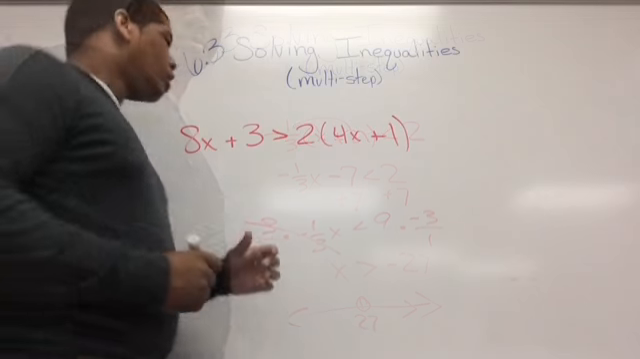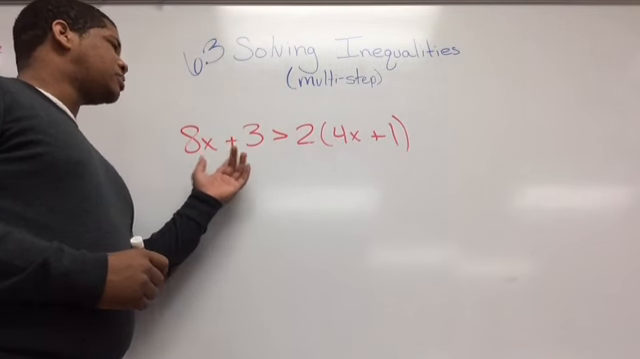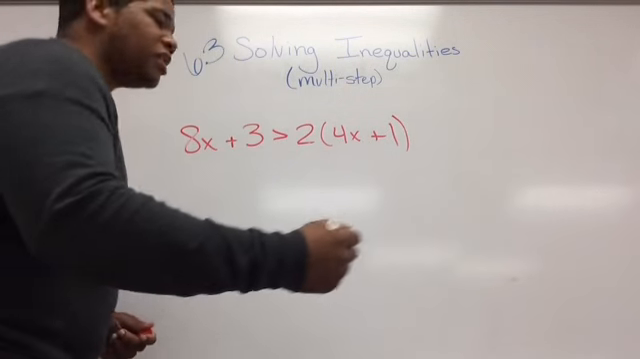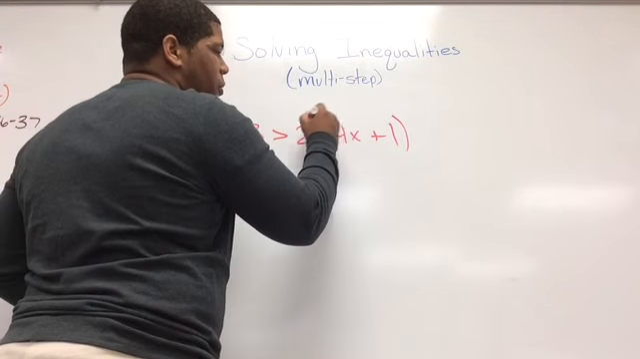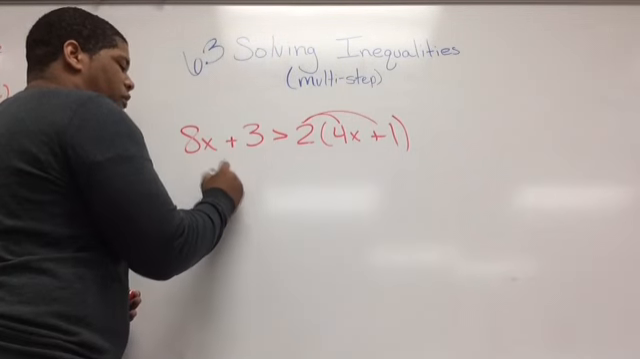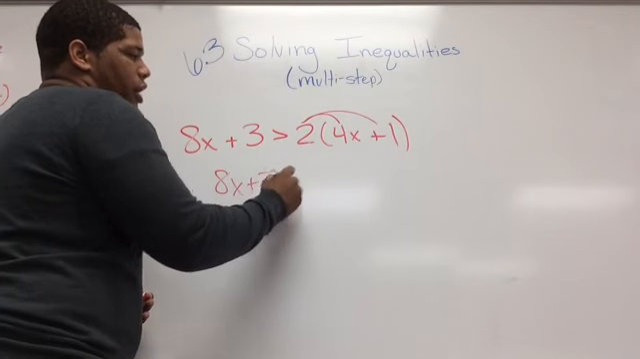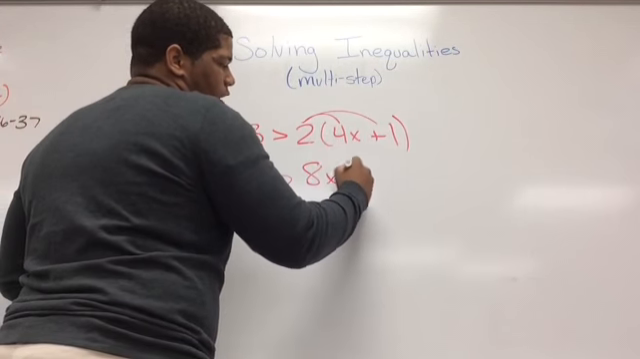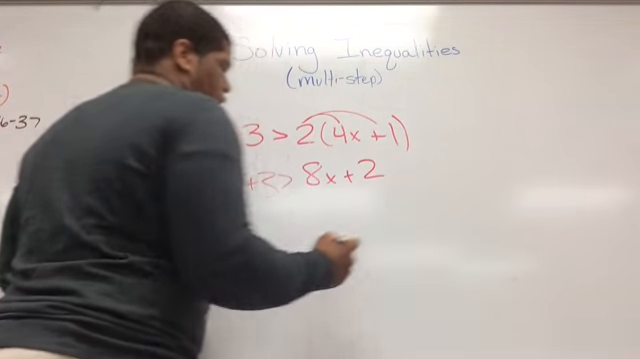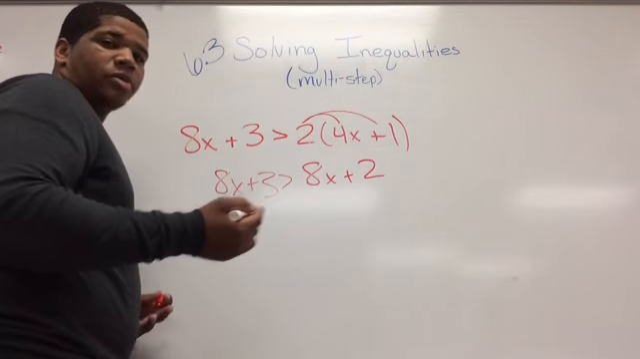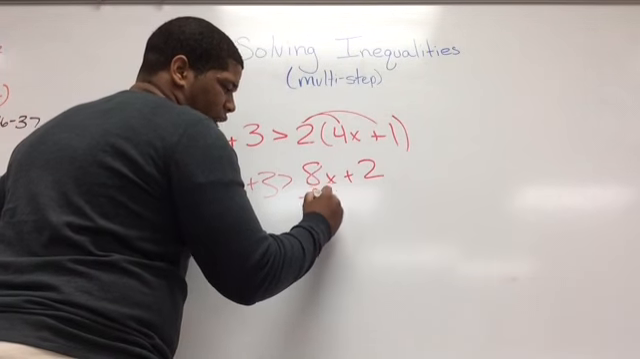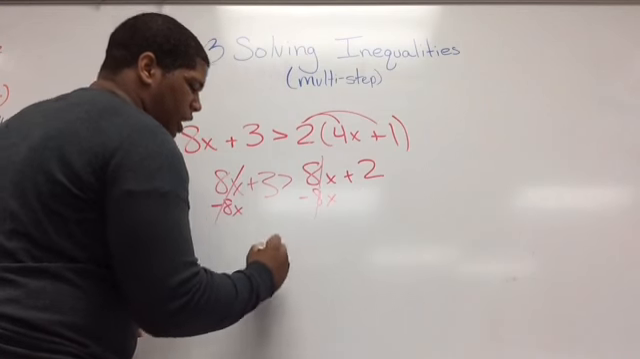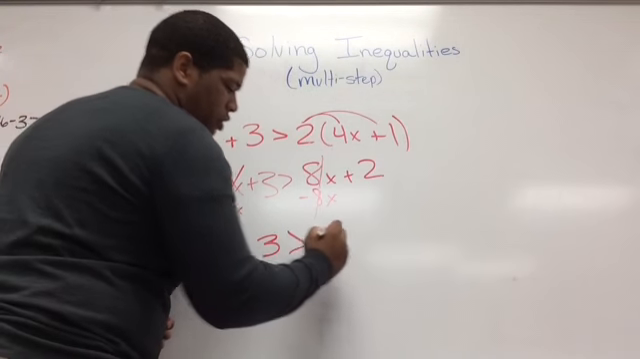Okay, now I'm given the inequality 8x plus 3 is greater than 2 times the quantity of 4x plus 1. The first thing that I need to do is my distributive property, like I would always do. So now I'm left with 8x plus 3 is greater than 8x, because 2 times 4x is 8x, plus, and 2 times 1 is 2. And now the first thing I have to do is get my variables on one side. So I would subtract 8x over here, subtract it over here. Both of these cancel out, and I'm left with 3 is greater than 2.